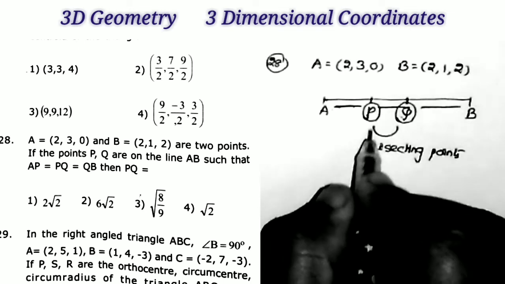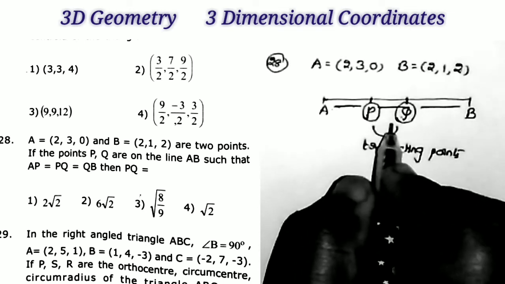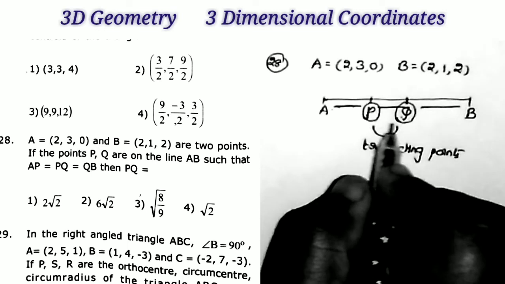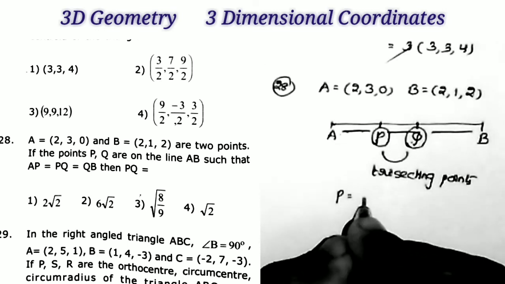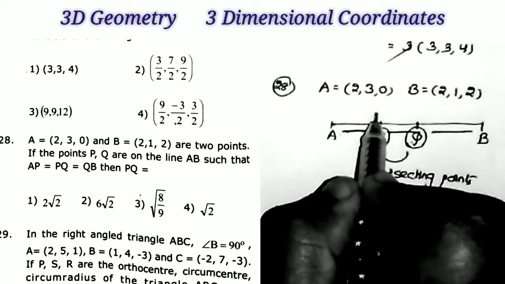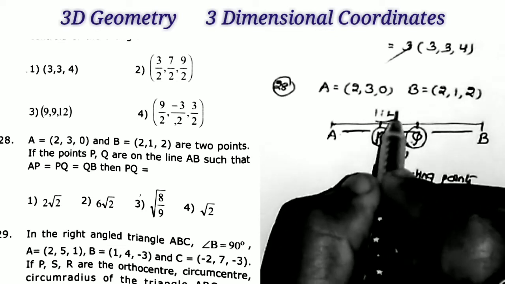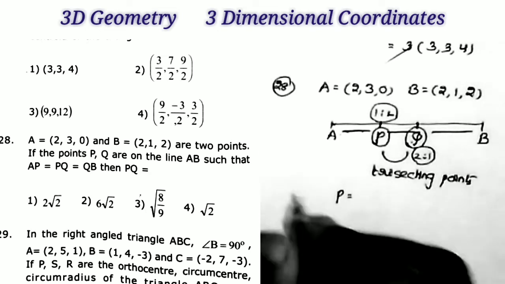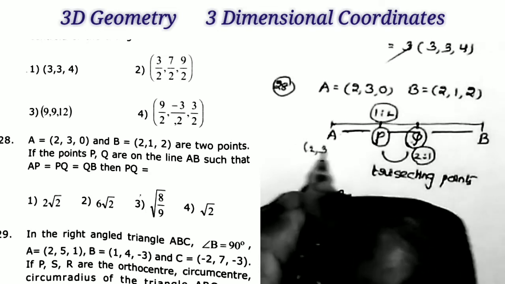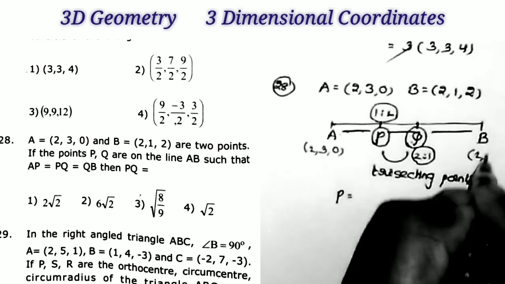Okay, so what is the PQ distance? We want this distance value. First of all, we have to find the coordinates of these points. What are the coordinates of P here? P is the point that divides the line segment in the ratio 1:2, and Q is the point that divides the line segment in the ratio 2:1. The endpoints are 2, 3, 0 and 2, 1, 2.